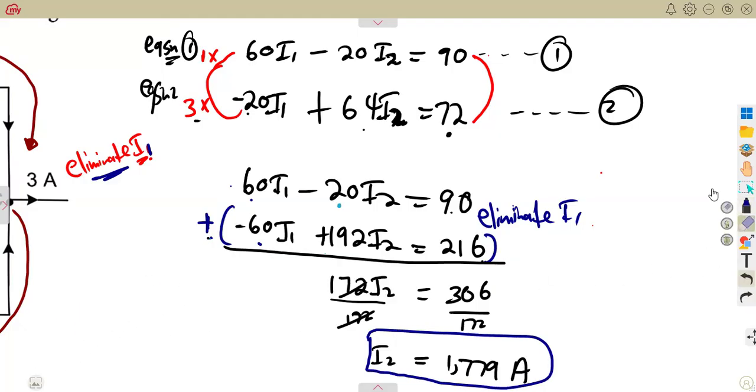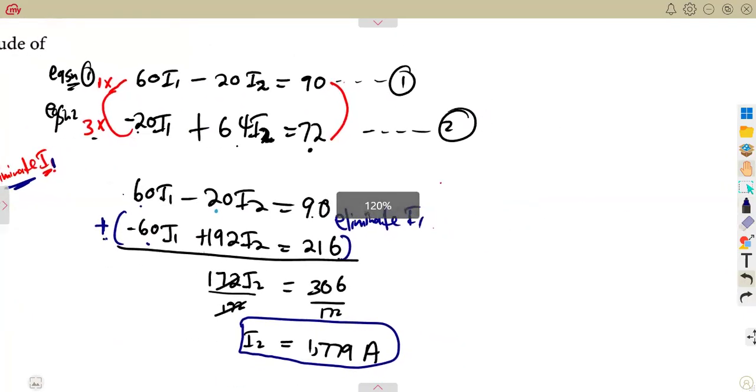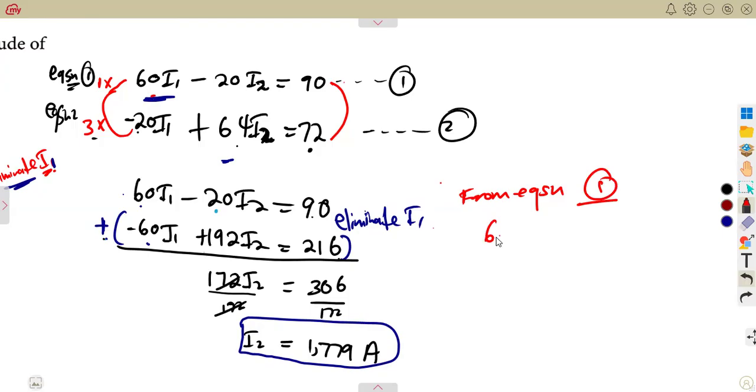With this current I2, you can simply substitute in any one of these equations to calculate current 1. You can substitute in equation 1. You can substitute in equation 2, any of your choice. So in this case, I'm just going to take equation 1. From equation 1, we have 60 I1 minus 20 I2. And for I2, we got the value. And what is the value? 1.779. This must be equal to 90. That is what we are given there. So we can calculate the value of I1.